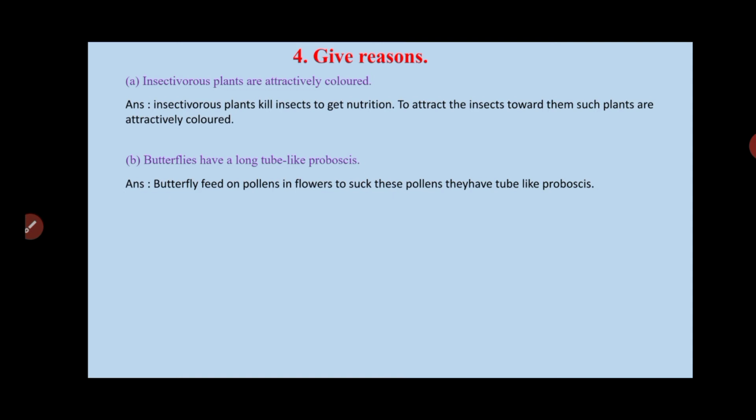Then there is a question given, butterflies have long tube like proboscis because butterflies feed on the pollens. Pollens, we know, are present in the anther of the flower. This is the main food of the butterflies. So to suck that pollen they have the tube like proboscis.